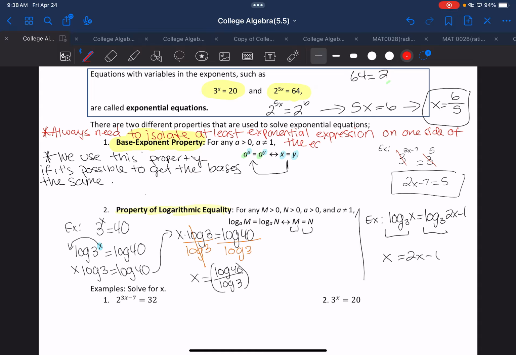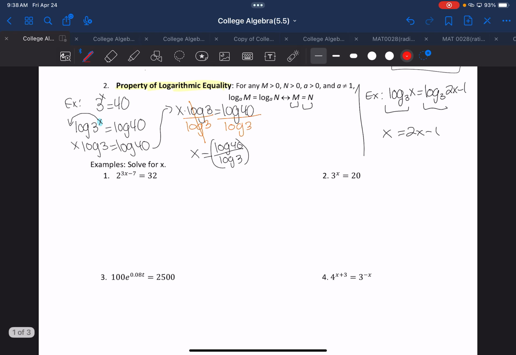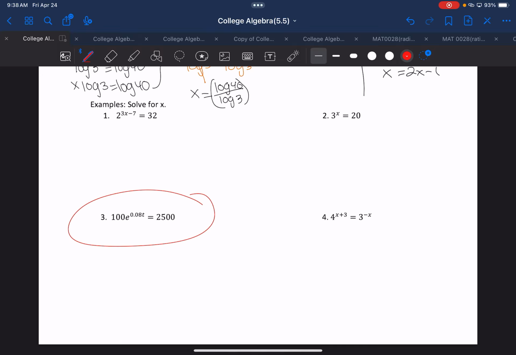Of the equation. So sometimes you might need to divide both sides by a number to get the exponential expression by itself first, and then you can use one of these properties. For example, this one here, the exponential expression is e raised to the 0.08t power. That's my exponential expression, so I need to get rid of that 100 first by dividing both sides by 100. And then I can use one of my properties.